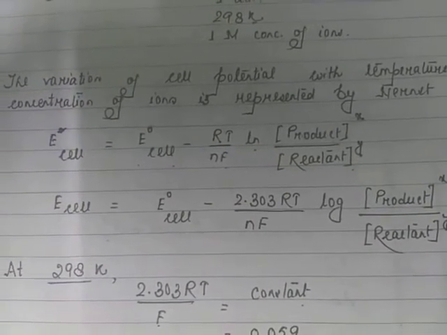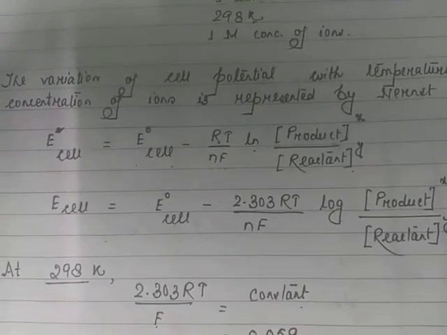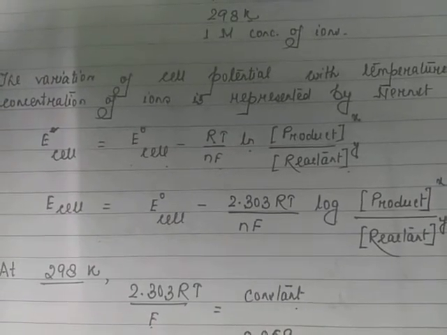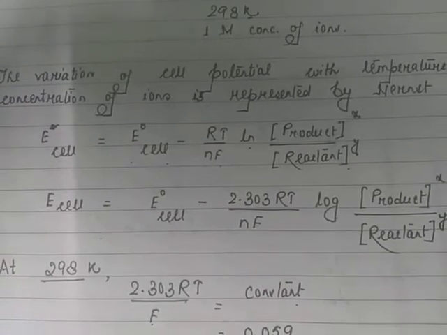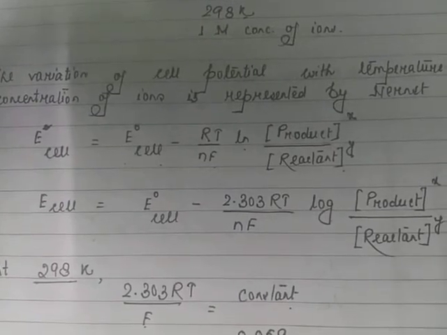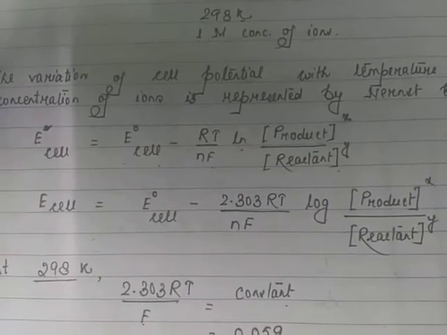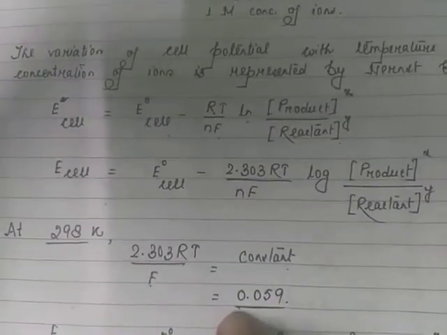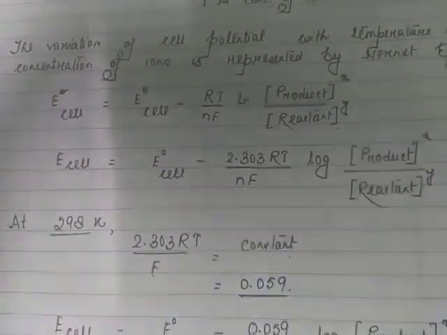that is equal to 1 mole of electronic charge, which is 6.022 into 10 to the power 23 into 1 electronic charge, that is 1.6 into 10 to the power minus 19 coulomb, which is estimated as 96500 coulomb. This as a whole is a constant and is written as 0.059, provided our temperature is 298 Kelvin.